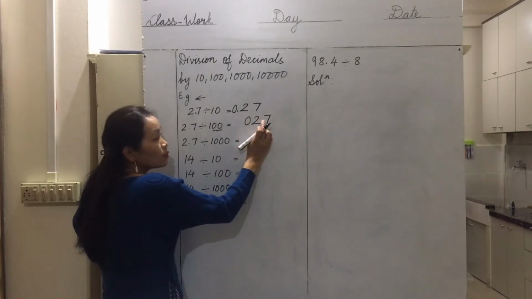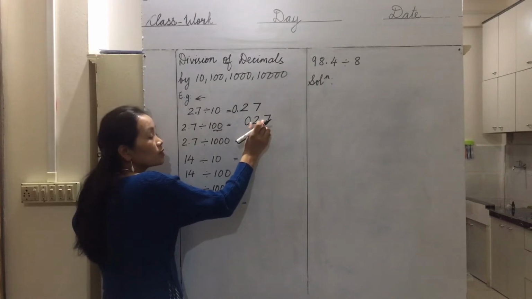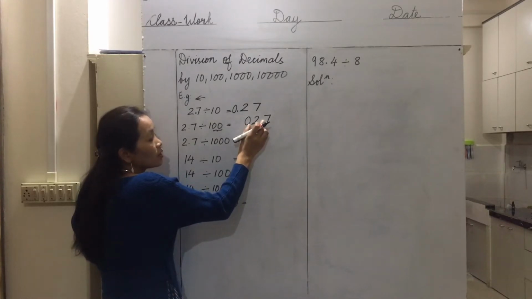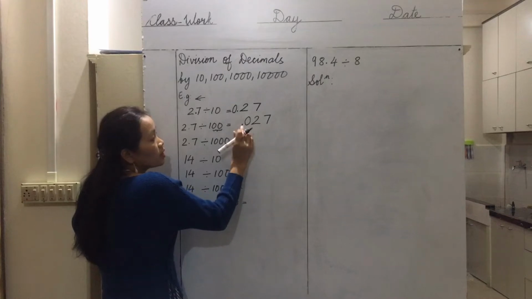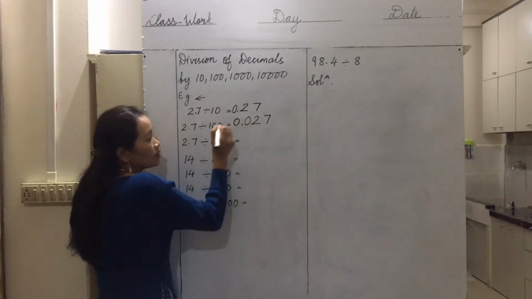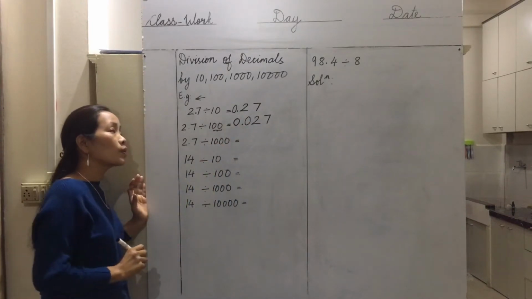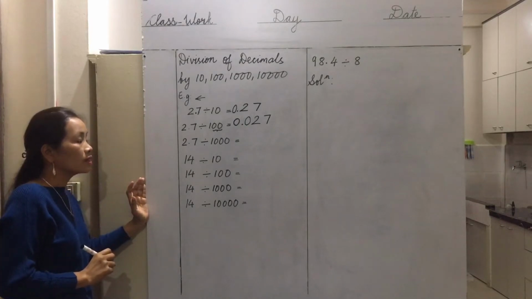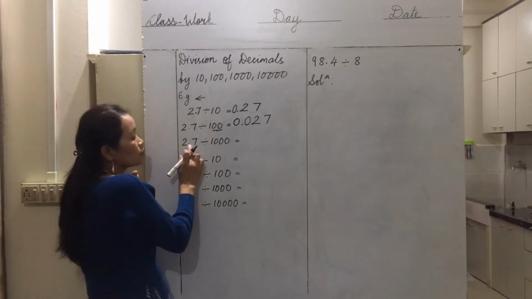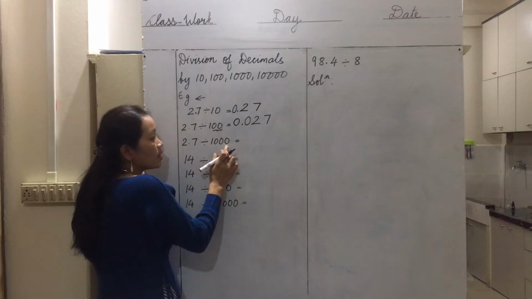Point was here. When we moved 2 steps to the left, since we do not have any more digit here, we just make up the digit as 0. So 1, 2, point. So the answer becomes 0.027, right? And next we have 2.7 divided by 1000.